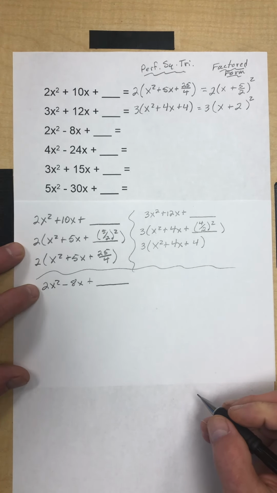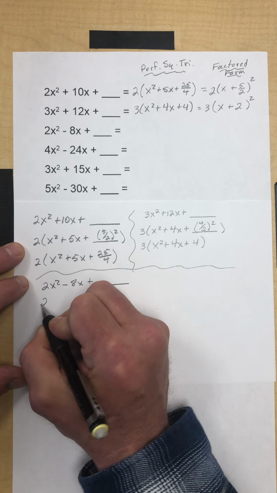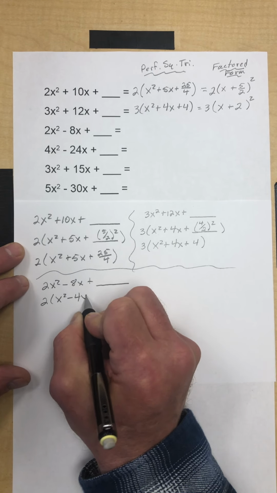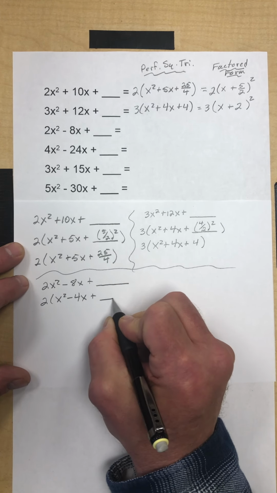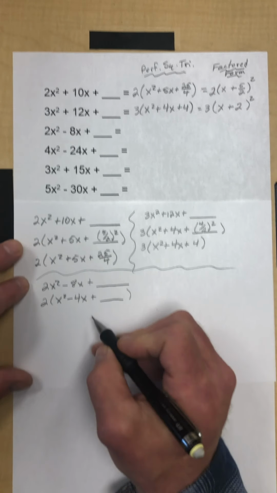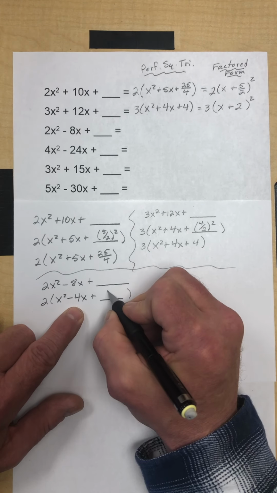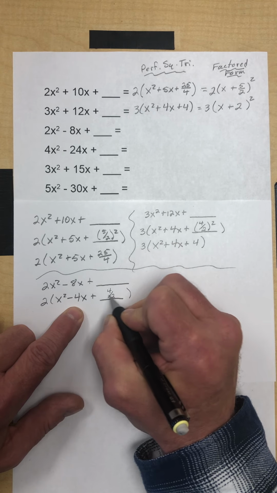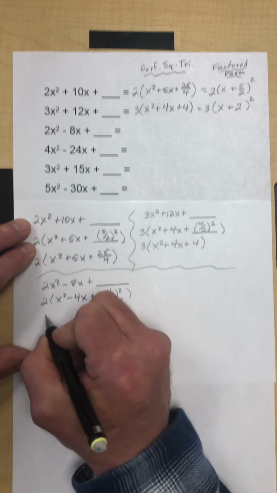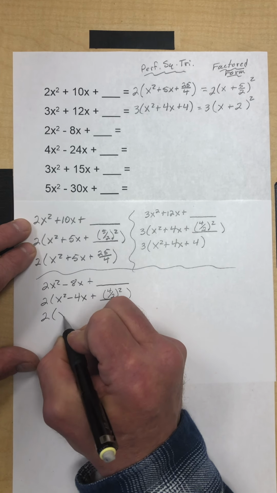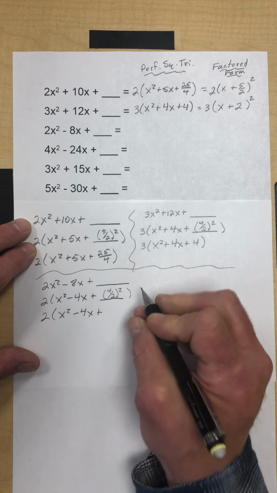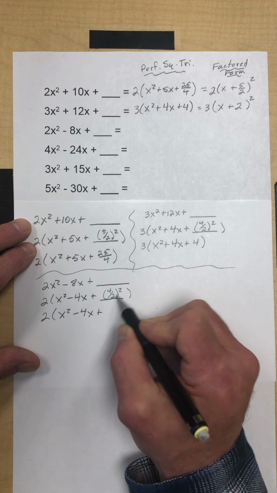Okay, so factor out the leading coefficient. So I'm left with x squared minus 4x plus some missing term inside. Okay, so let's see, we take the linear coefficient, we divide by 2, and we square that. So I'm going to get 2 times the quantity of x squared minus 4x plus 4, since 4 divided by 2 is 2, and 2 squared is 4.